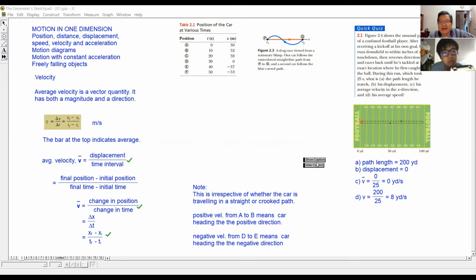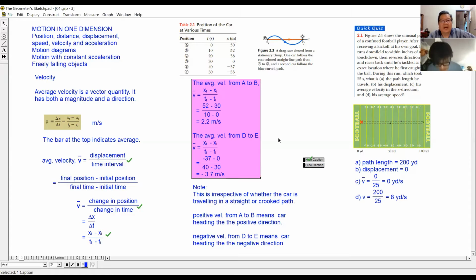Okay, what is the answer? 49. 49.4. Okay, never mind. I show you, right? I show you. Oh, 2.2. 2.2. Okay, correct.